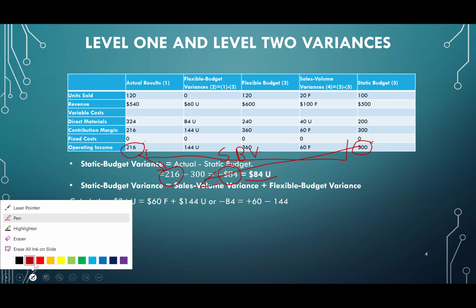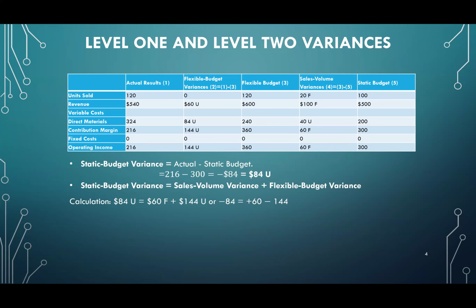Because operating income originally was planned to be $300. My actual operating income has turned out to be lower. So if my actual operating income is lower, it is unfavorable for the company. If you are talking about a cost, it would be an opposite result, but we'll talk about that. So that is one thing to remember, that the difference between these two numbers is static budget variance.